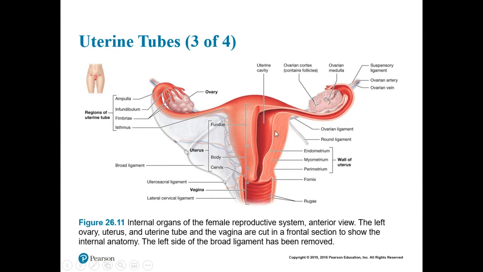The uterus is lined by endometrium, right? So this is the endometrium of the uterus, followed by the myometrium and the perimetrium. The endometrium is the one that is shed at the end of the menstrual cycle, which differs. On average, it's a 28-day cycle, but it differs in females. So this is the cavity of the uterus right here.